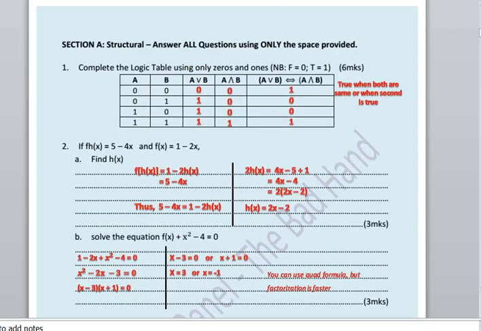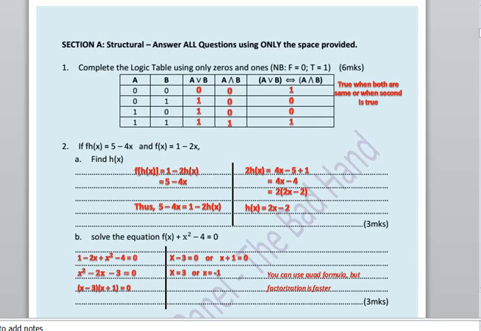Let's begin with the first question of section A. Complete the logic table using zeros and ones. Normally, with most of the logic tables you've been completing, you've been seeing F and T. Normally, you can replace the F by 0 and the T by 1.